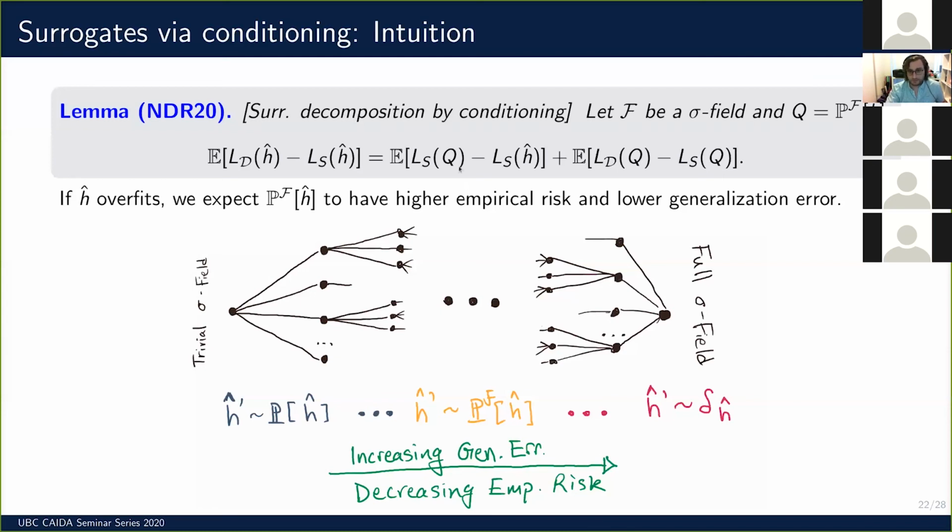And so we've split the true risk, the true generalization error of H hat, into these two terms. And so as we move from left to right, we are decreasing this term and increasing this term. And so we have this sort of trade-off where we might want to balance the left term with the right term.